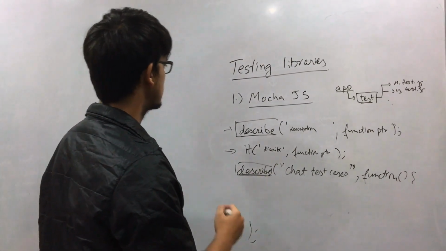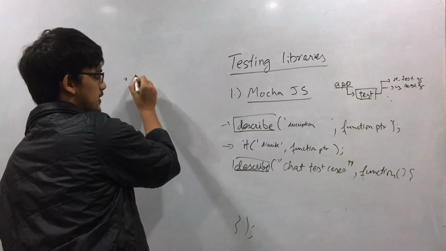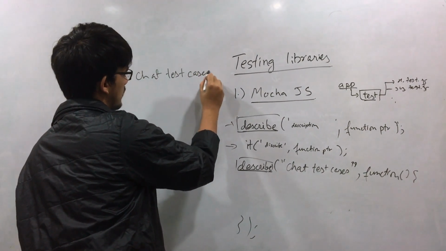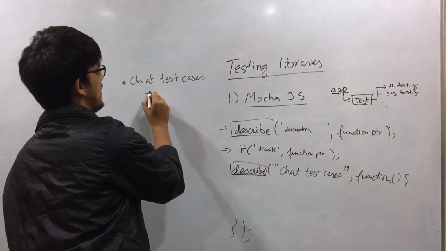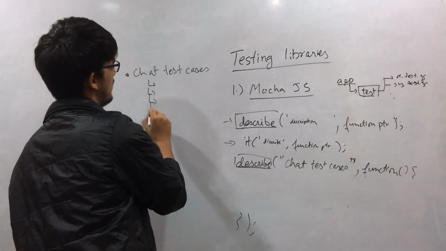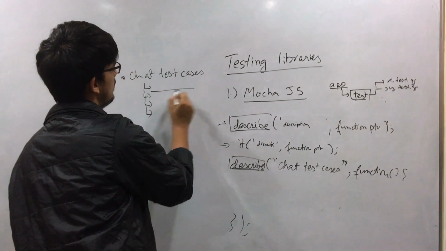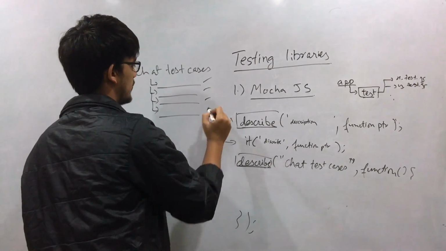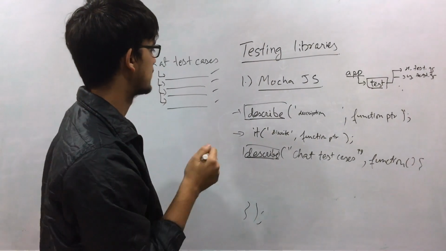So this is a way of organizing the test cases into groups or chunks of describe functions. So when my test case runs, I'll be given a chat test cases bullet point, and inside these chat test cases, I'll be shown the number of test cases inside that describe block. So that helps me organize my test cases.